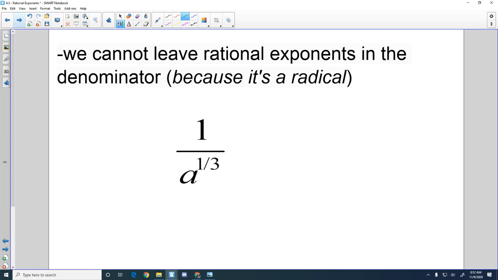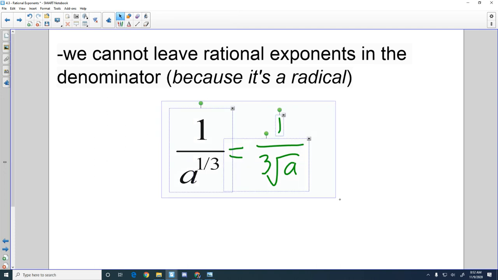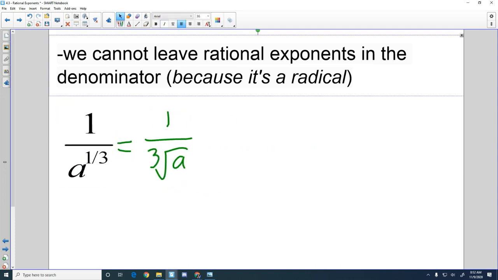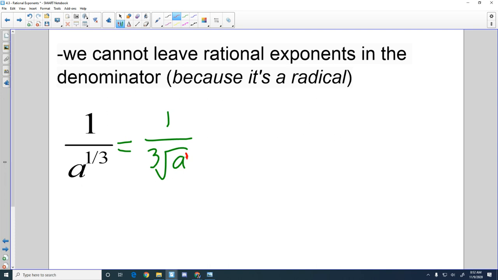So a to the 1/3, that's the same as the cube root of a. Right, you take that 3, that denominator, and you move it out in front to the index. That's the same as a third root or a cube root. Now think about the first lesson I taught you today, how to rationalize a denominator. I have the third root of a to the first.